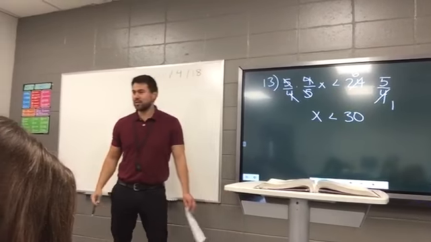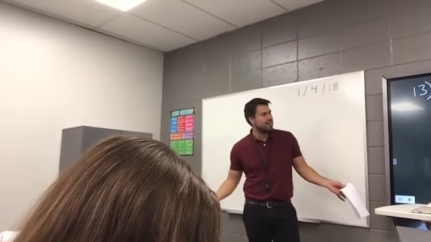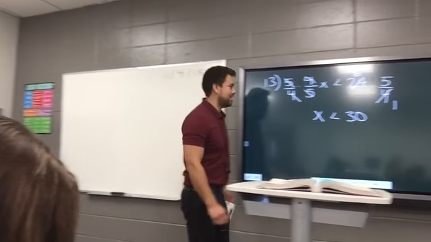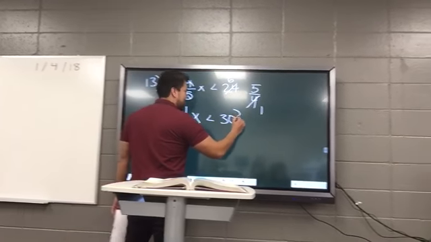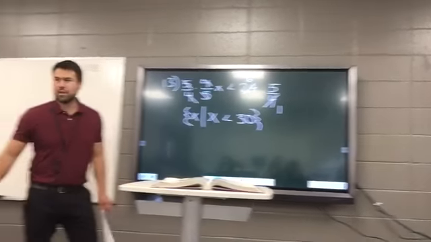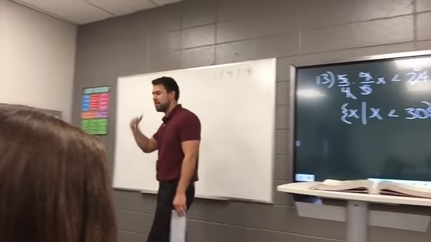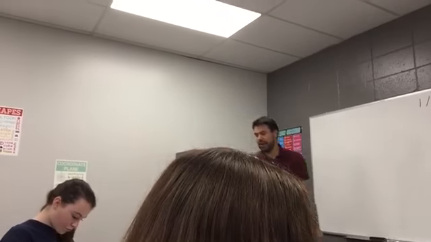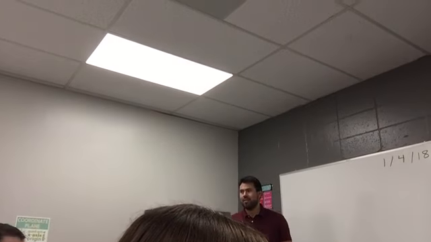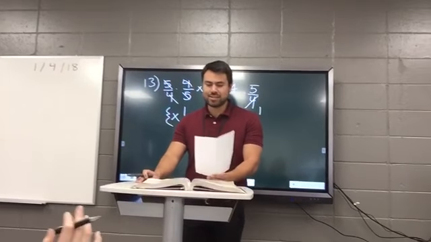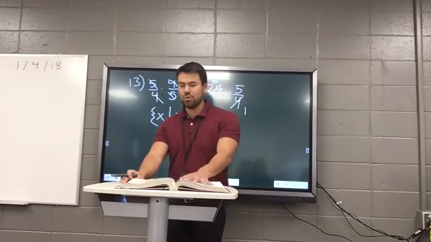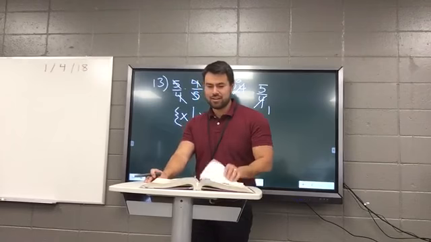Is that the correct answer? No. Oh, what's wrong with it? X is any number such that x is less than 30. Okay, so that's your complete answer. So get used to set builder notation. You'll do it more and more, and then it won't even be a problem. You guys okay with that? How many of you feel very comfortable with this? Good. So do number 14, and you will get your assignment after that.